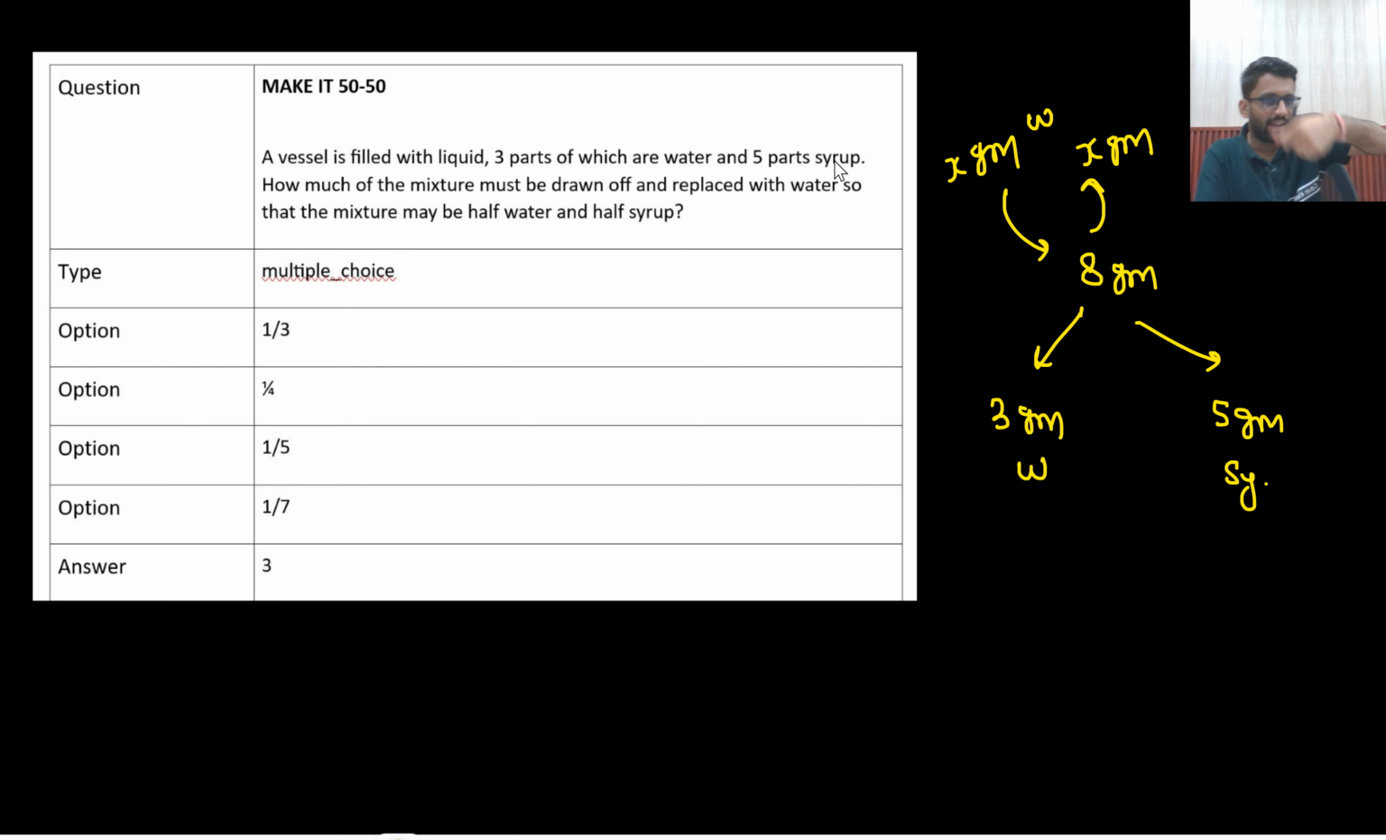This is what they are asking. What you will do, you will take out x gram and you will add up x gram water such that both will be equal. Water and syrup will be equal. Water and syrup will be 50-50. This is what they are asking.